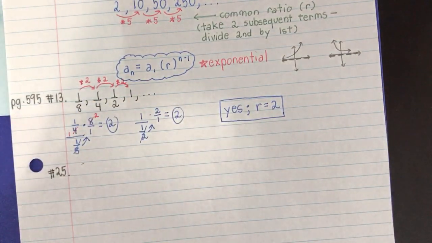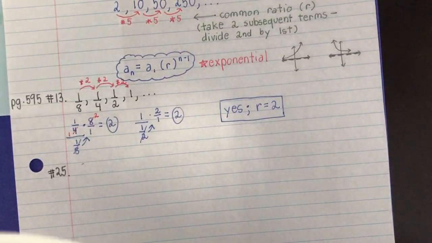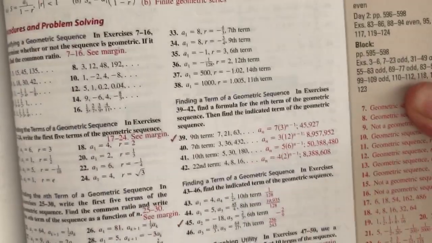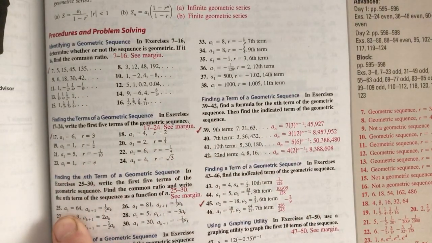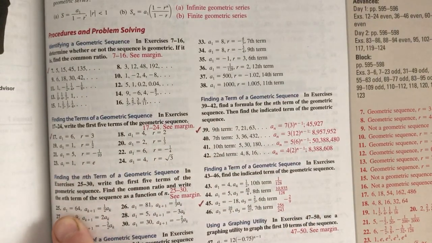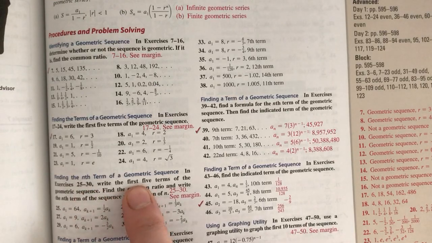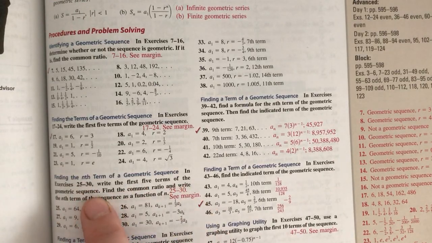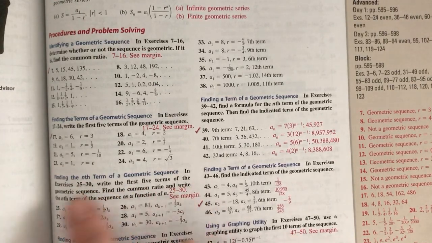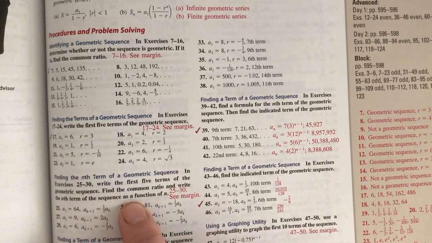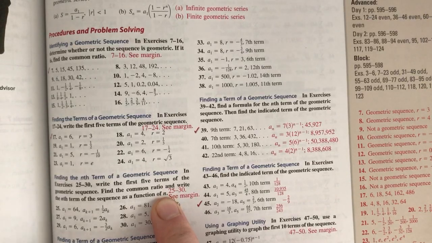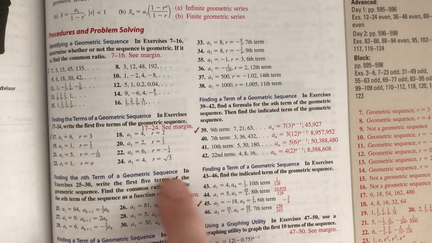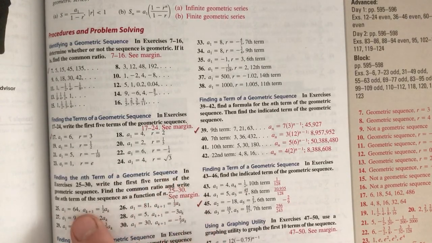So let's look at problem number 25. It's right here. In exercises 25 through 30, write the first 5 terms of the geometric sequence, find the common ratio, and write the nth term of the sequence as a function of n. In other words, that just means write your explicit formula, a sub n. So find the first 5 terms and then write the formula.